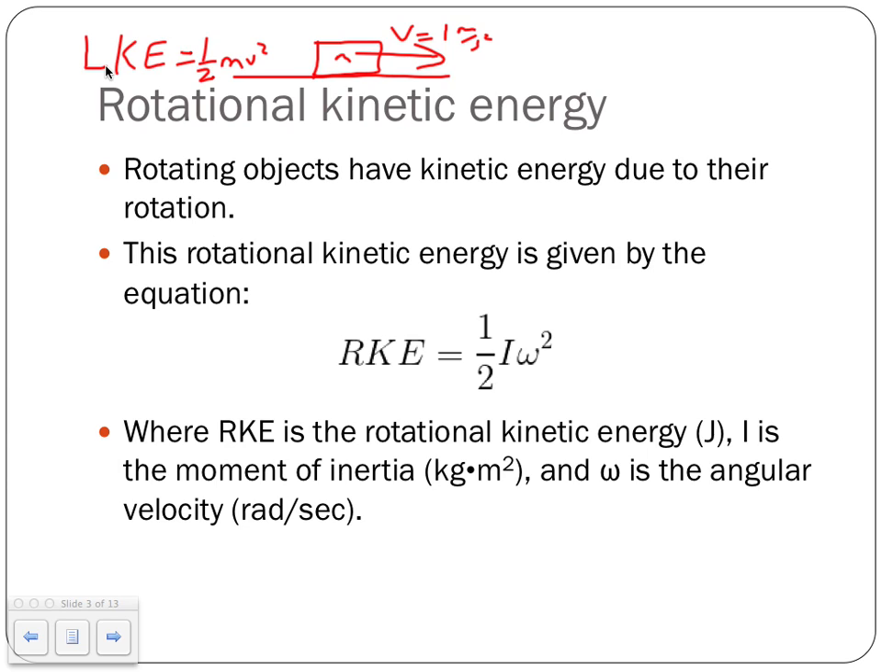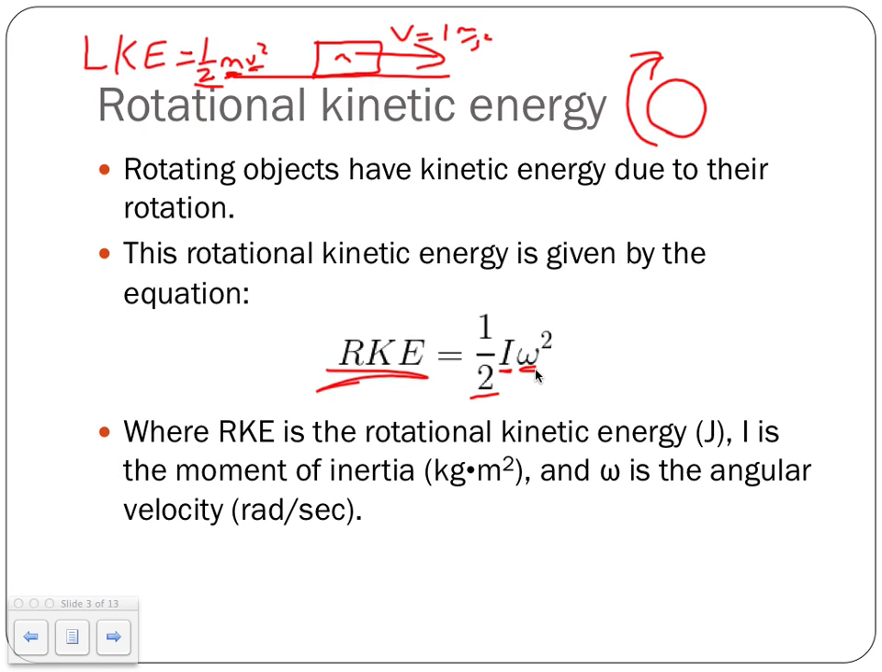Rotating objects have kinetic energy due to their rotation. The faster they rotate, we'd expect they'd have a higher rotational kinetic energy. If we look at the equation itself, rotational kinetic energy is equal to 1/2 I omega squared. Once again, you see this analog between the two. We have the 1/2 out here, just like in our linear kinetic energy. Instead of mass, we have moment of inertia, and instead of velocity, we have angular velocity. So that's basically how this equation works.